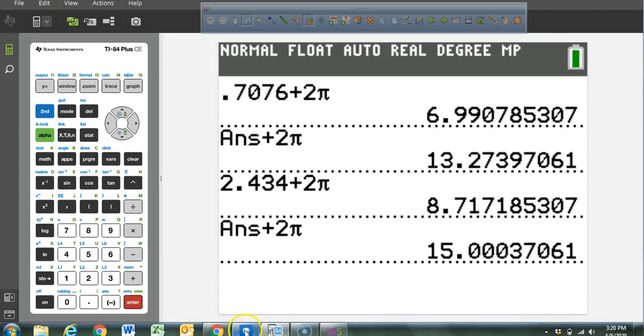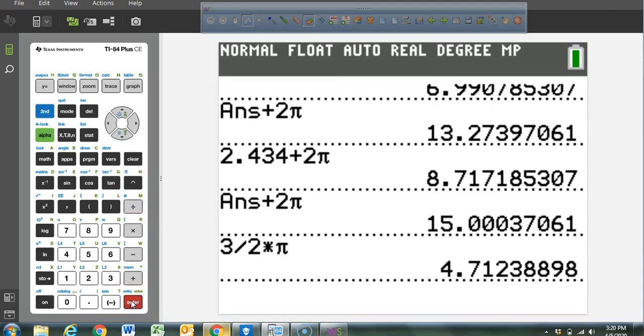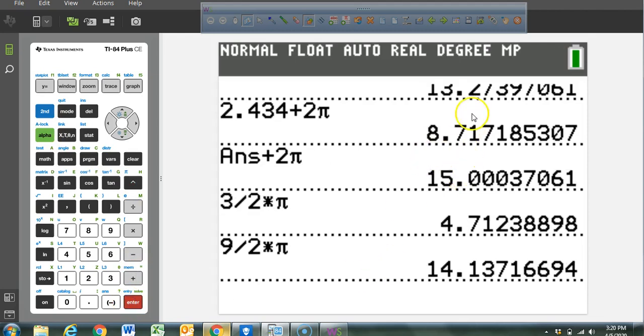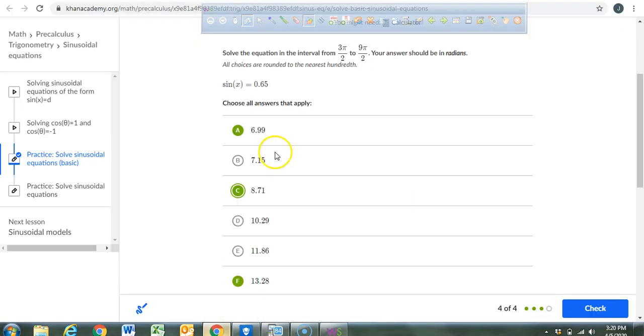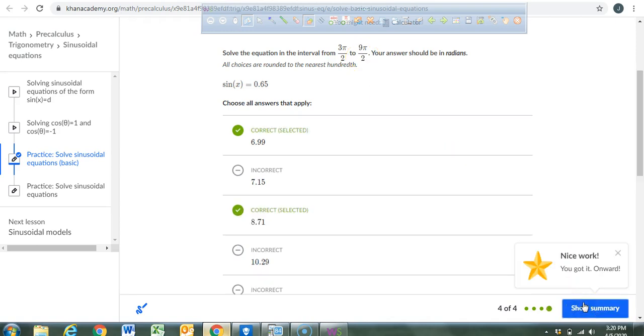Because what was our limit? Our limit was 3 divided by 2 times pi, which was 4.71, and it was also 9 divided by 2 times pi, and that's too much. So basically, we just have three answer choices. We have this answer choice, this answer choice, and this answer choice. Those are all the ones between 3 pi over 2 and 9 pi over 2. And that's it.